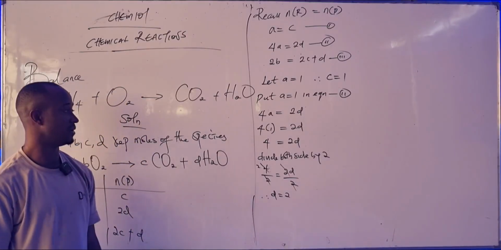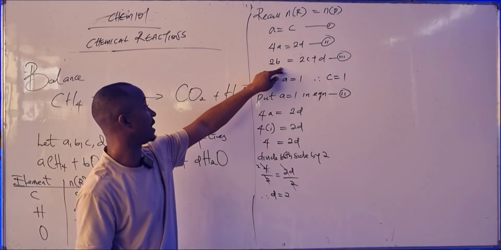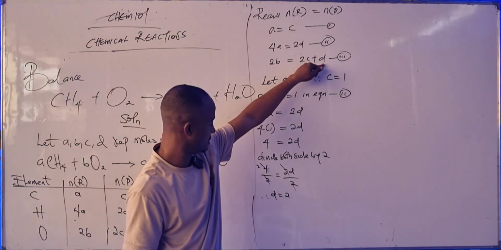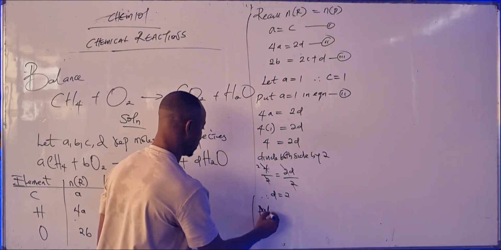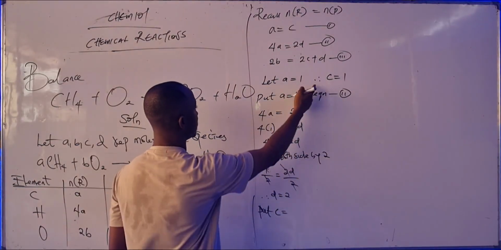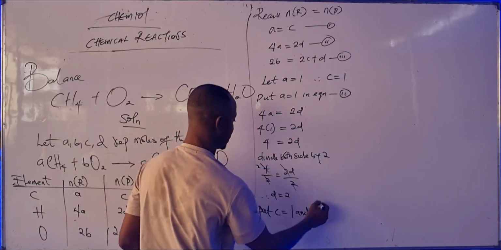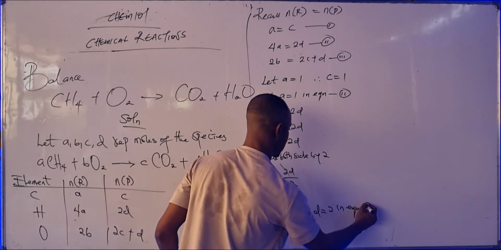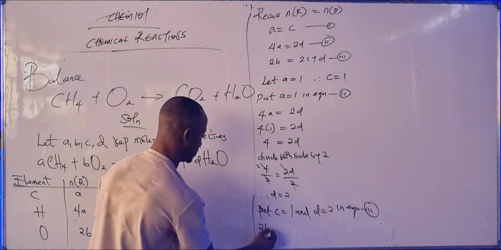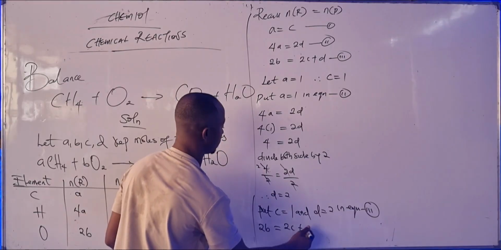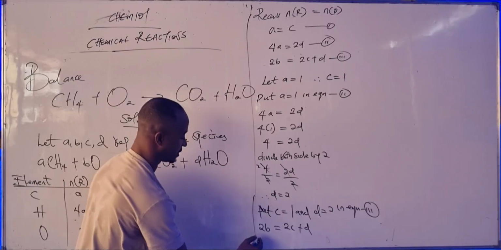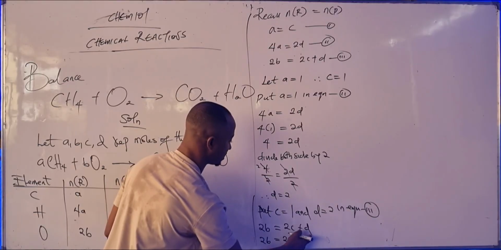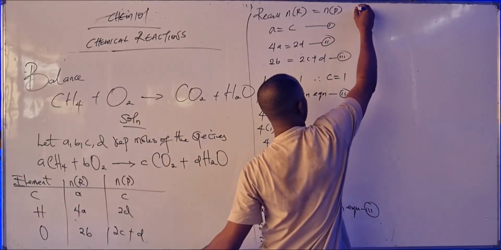Is that not so? Okay, so if D is 2, let's solve for B now. Do we have our C as 1? What's our D? 2. So we put C equals 1 and D equals 2 in equation 3. Equation 3 says 2B equals 2C plus D. So can we substitute the values now? So we have 2B equals 2 times C, which is 1, plus D, which is 2. Are you there? So this will give us what?